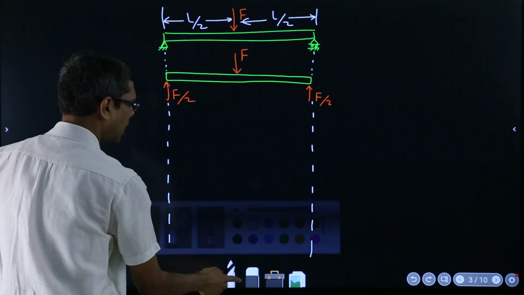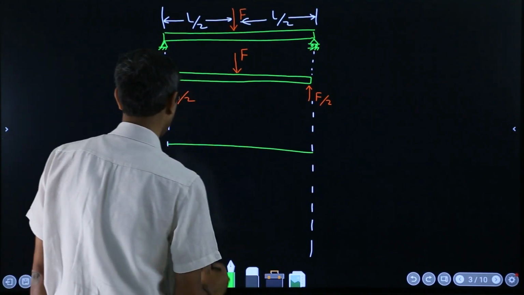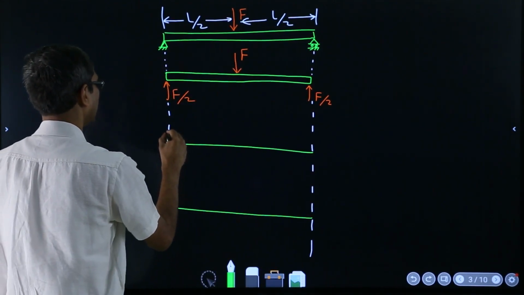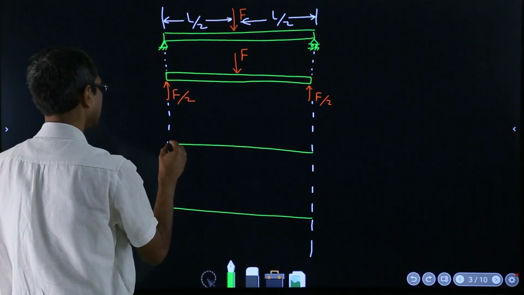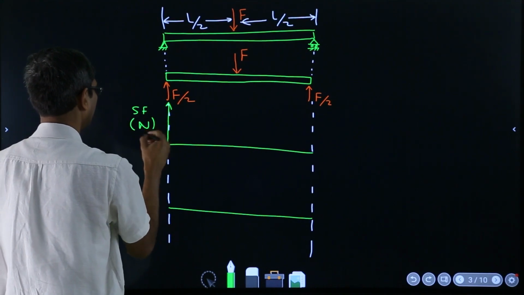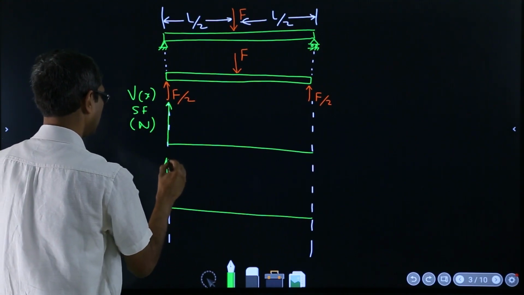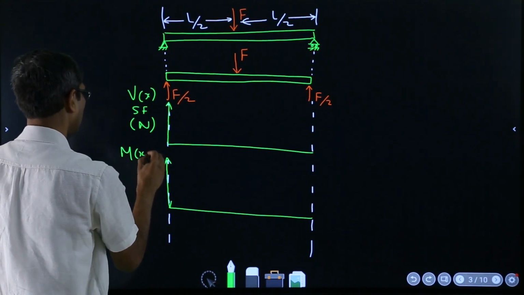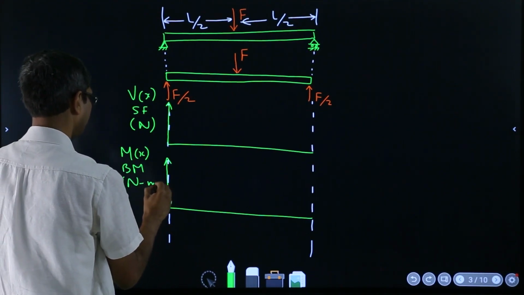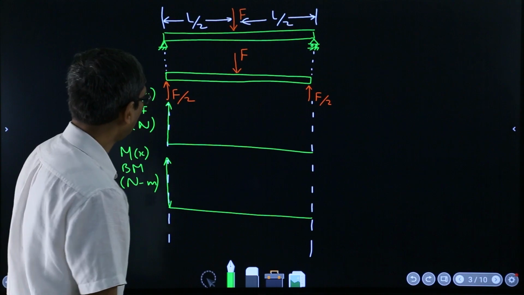Then I need to draw the x-axis for drawing the shear force and the x-axis for drawing the bending moment. So here the y-axis will represent my shear force, maybe in Newton, so V of x, and here it's M of x, which is the bending moment, maybe in Newton meter. Now what do we do?